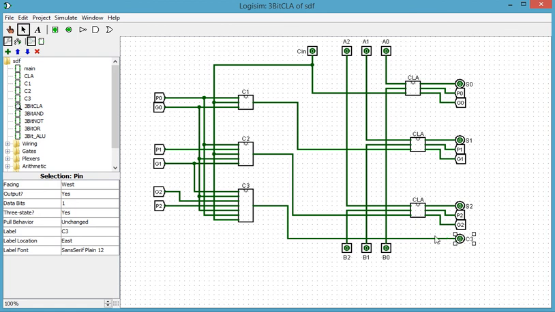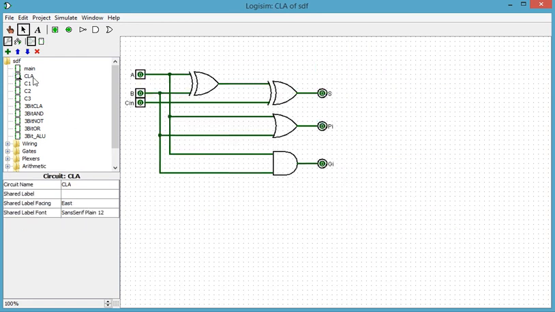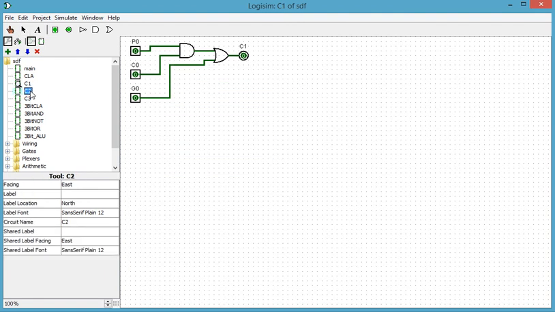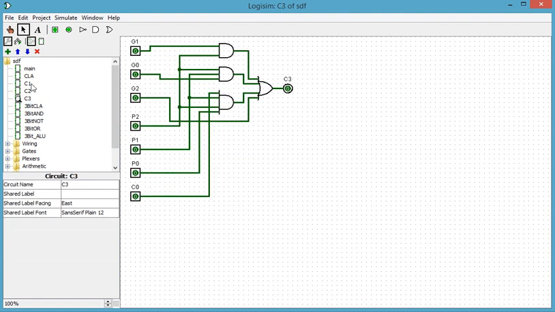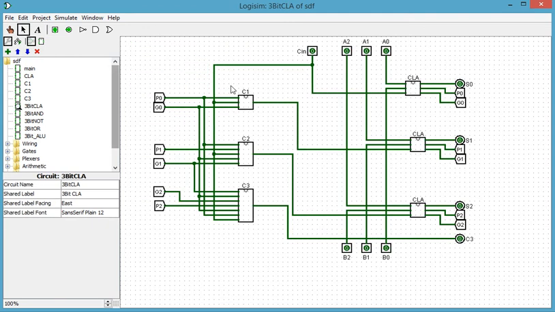The original video was about 12 or 13 minutes, which covered everything from explaining how it's done, to actually demonstrating how to put equations into the equation editor, doing the four main subcircuits here, the CLA, C1, C2, C3, and actually wiring up the 3-bit CLA. But as you can see, it's a very simple process. It's very fast, especially when you're using Equation Editor.